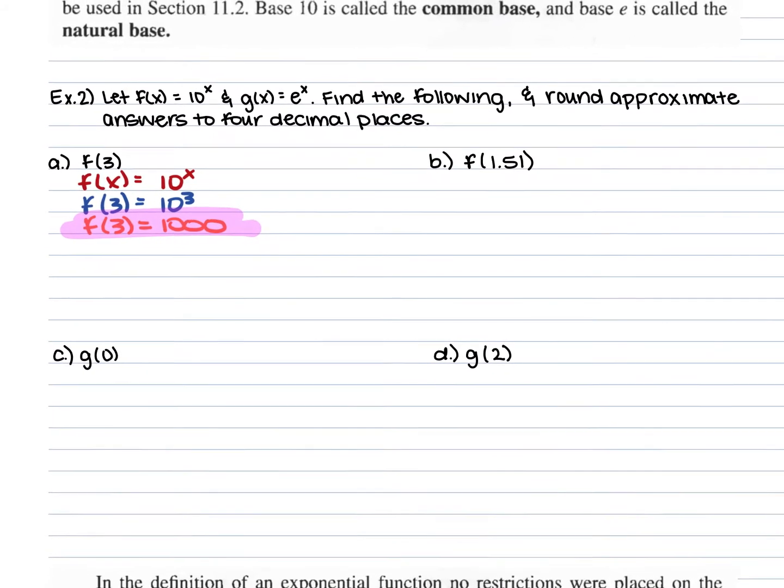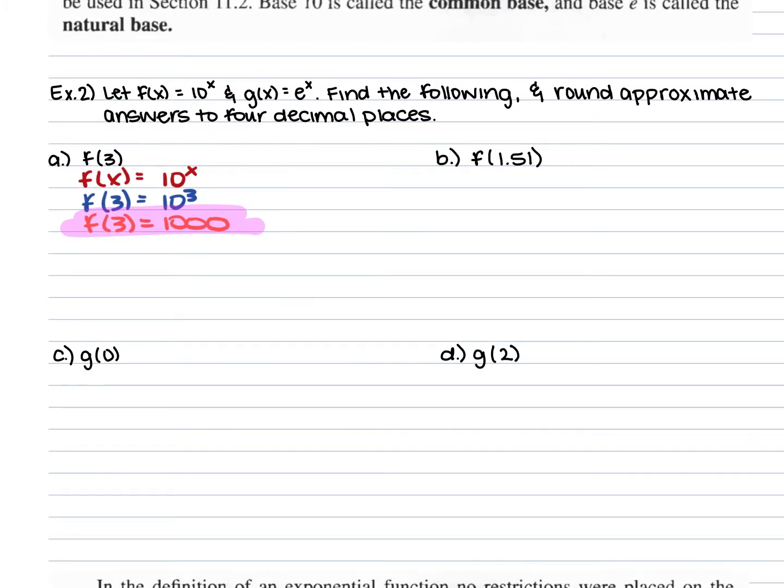For example B, we're doing f of 1.51. So again, we're going to use f of x, which is 10 to the power of x. If we plug in that 1.51 for x, we're going to have 10 to the power of 1.51. We use our calculator, and we get that f of 1.51 is equal to 32.3594. Again, we're just using our calculator to find that number.